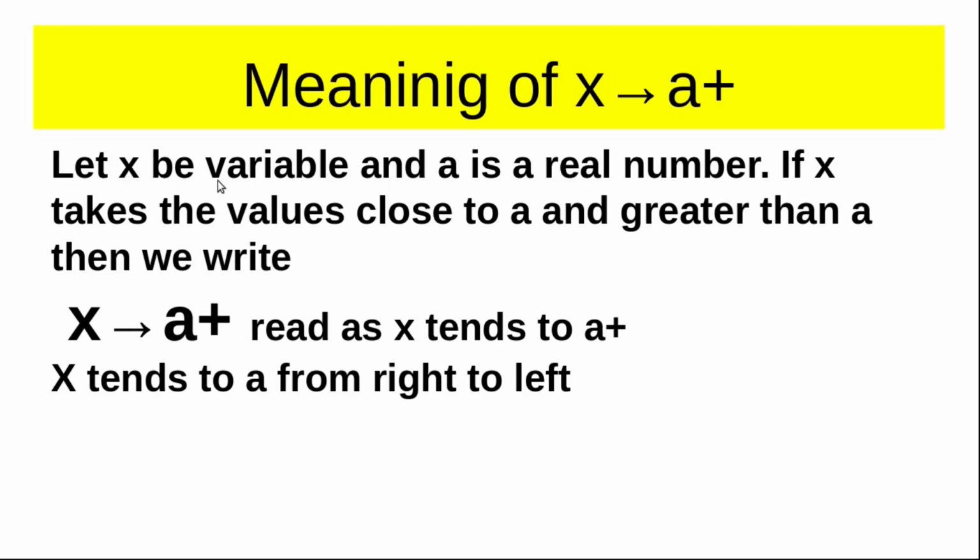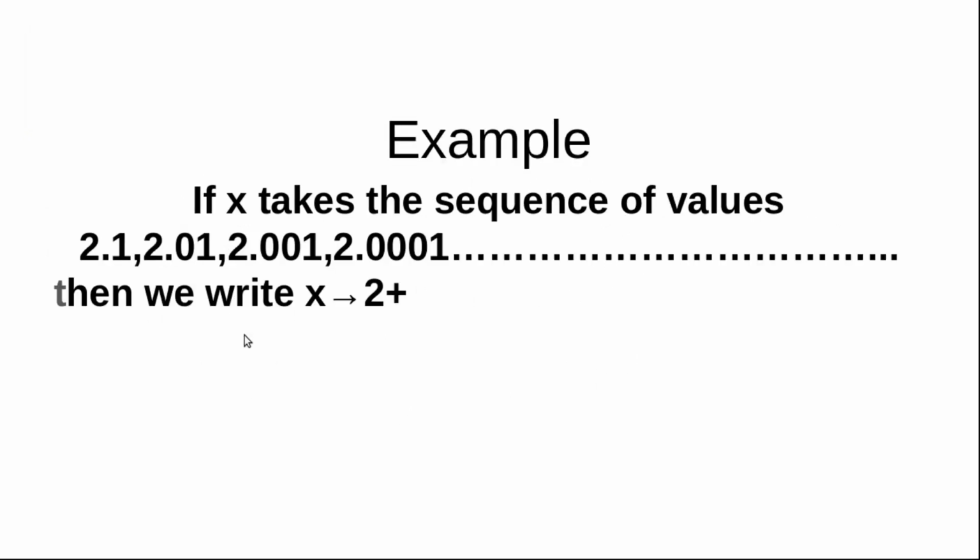That means x is going to a but the value of x is greater than a. In this case we can say that x tends to a plus. That means in this case the value of x is always greater than a and it is approaching the real number a. Also we can say that x is tending to a from right to left.